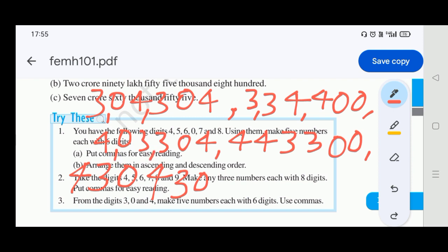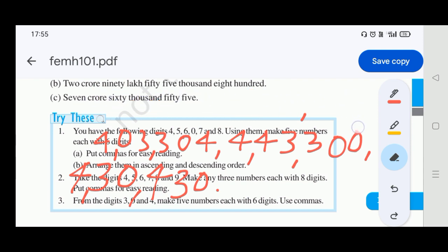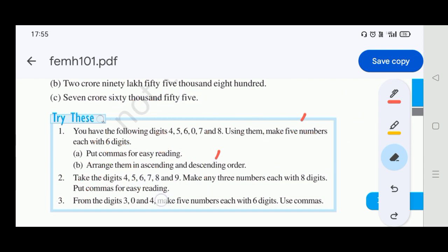4,43,304, and next is 4,43,300. The last number is 4,30,430. So these are the 5 numbers made with 6 digits. Here I want to share a note. No number can start with 0. If it starts with 0, 0 is not taken into account. Hence, I have not started any number with 0.